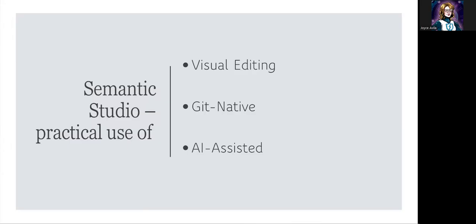There are many practical applications of Semantic Studio. It can be used for visual editing to see your tables, joins, metrics, and dimensions at a glance. Inline validation catches errors as you type. Semantic Studio is Git native, and you can use AI assistance for help. Just ask Cortex code to add a metric, explain a join, or review your model for gaps. Iterate in natural language without ever leaving Semantic Studio.